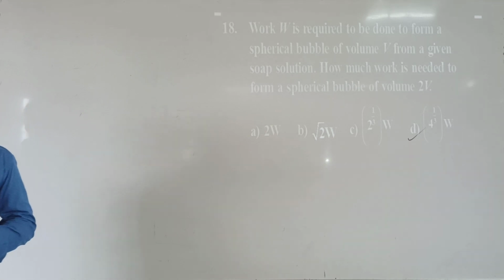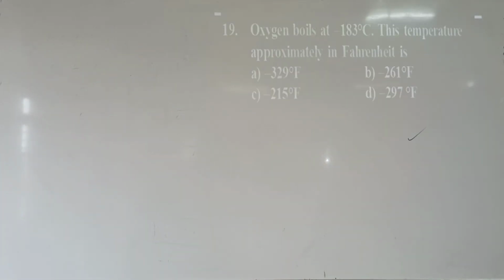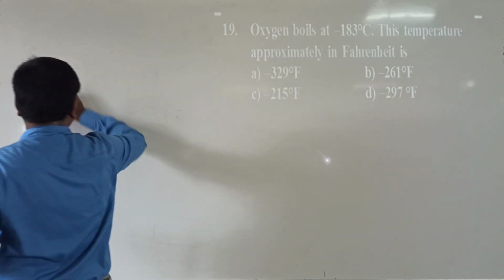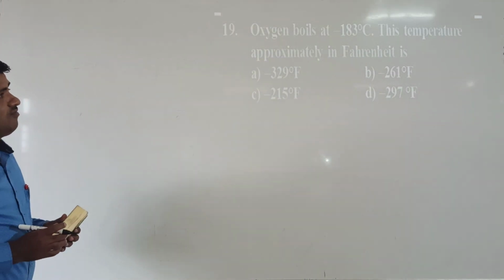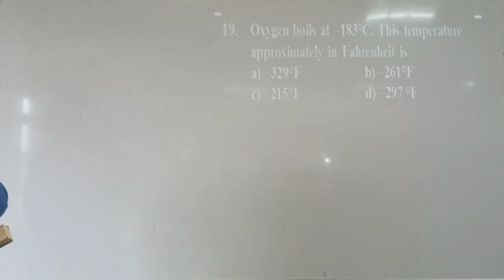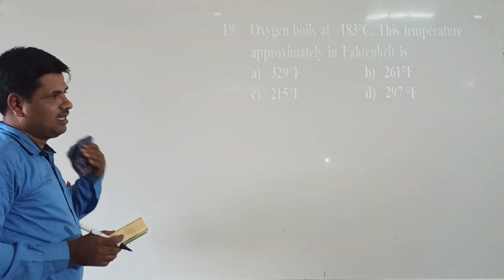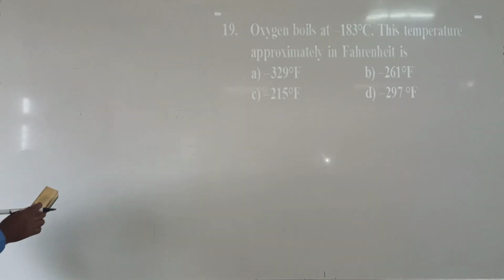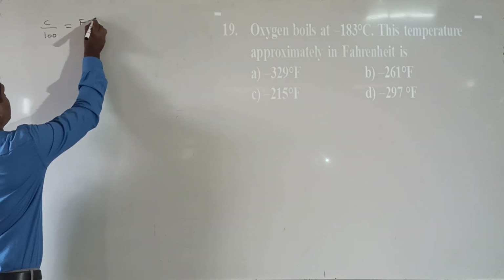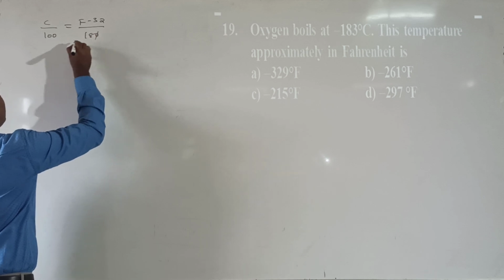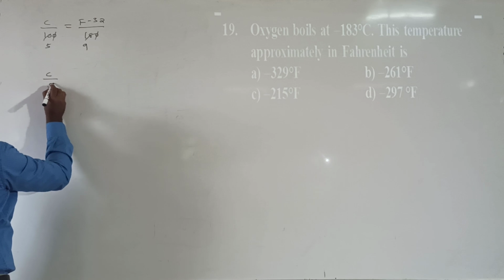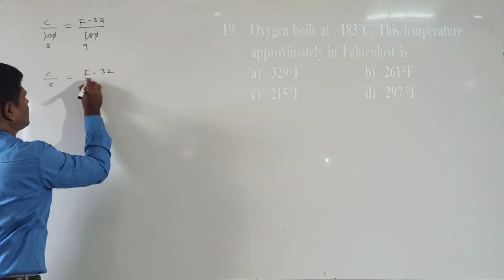Next we come to the 19th question. This is a relation between Fahrenheit and centigrade. We know that the relation is C by 100 is equal to F minus 32 by 180. Now this is cancelled, 2 fives are 10, 2 nines are 18. So C by 5 is equal to F minus 32 by 9.